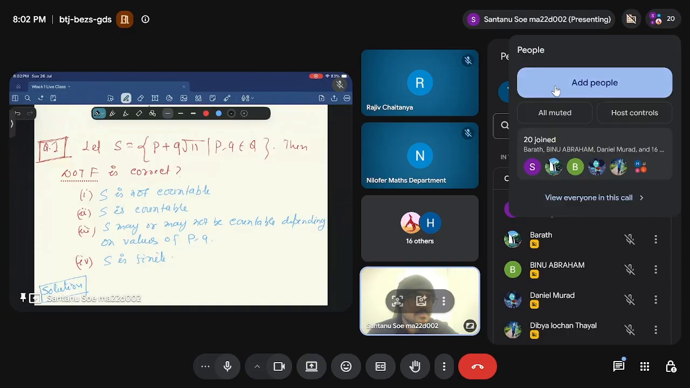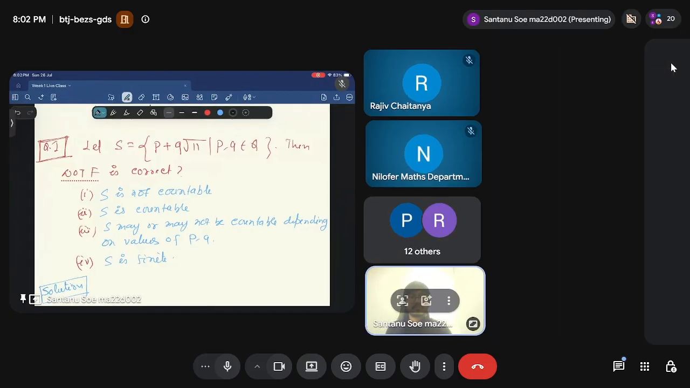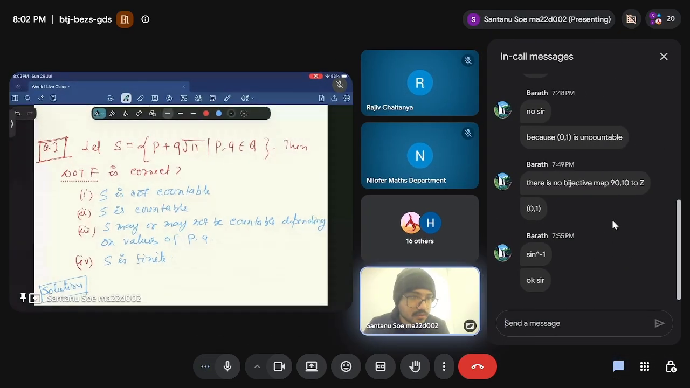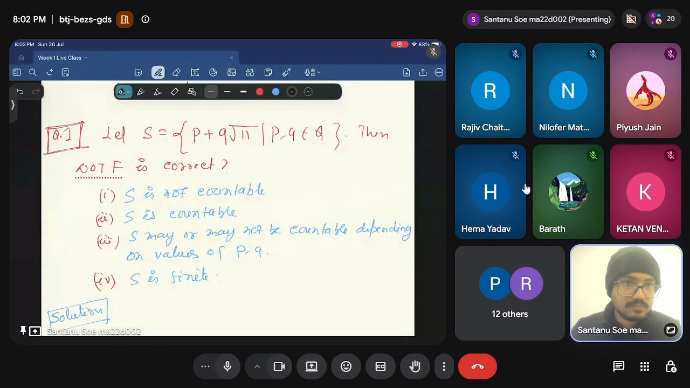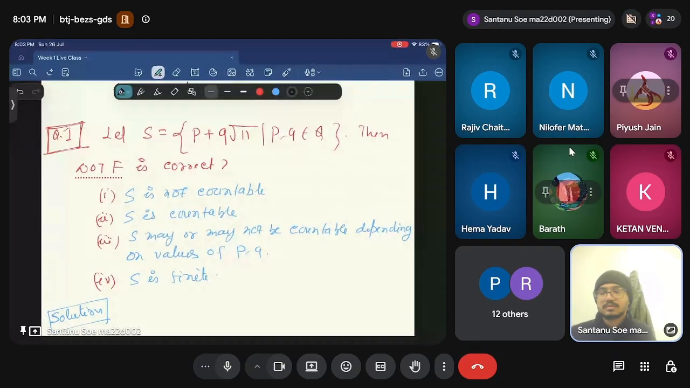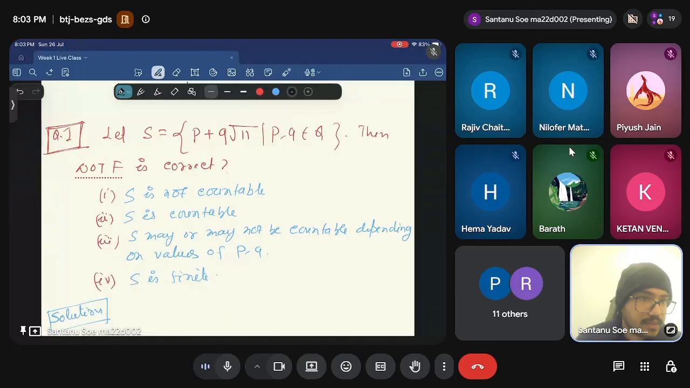Yeah. Any idea on how to solve this question? Anyone? Someone has written something on the chat. No. Yeah. Any idea?